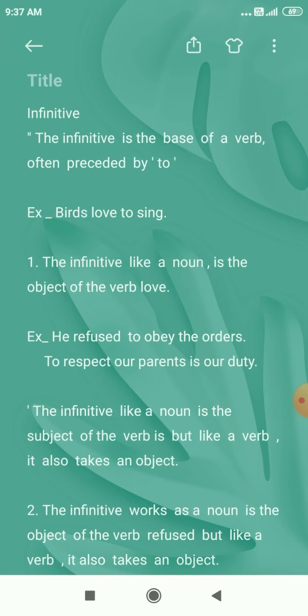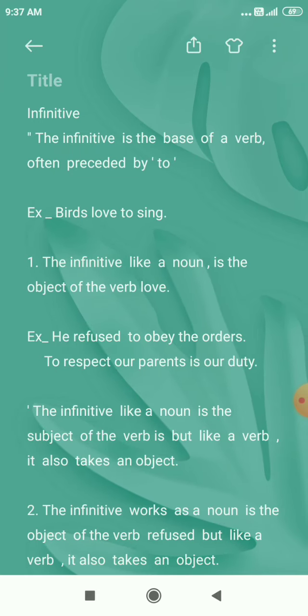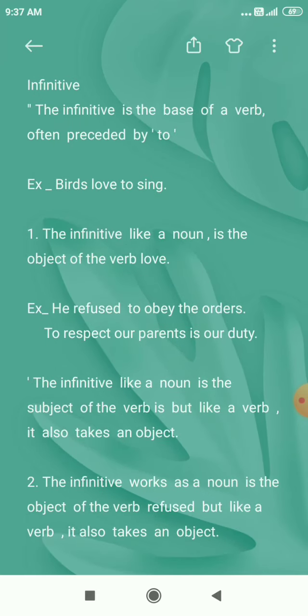In the second example, you can see here: He refused to obey the orders. And another: To respect our parents is our duty.